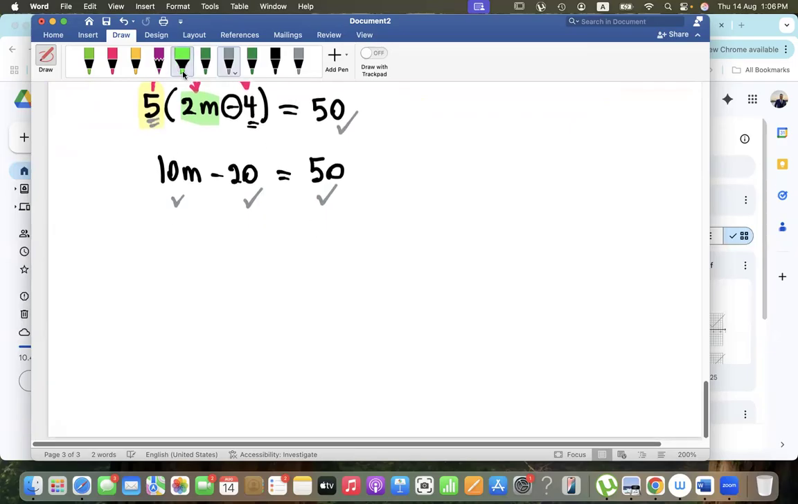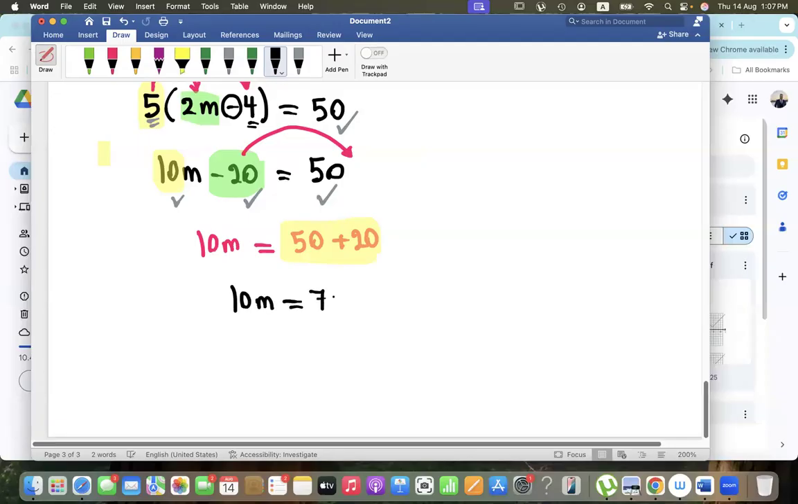Now it becomes easier. As you can see, I have two problems, negative 20 and the 10. So first of all, I need to get rid of the minus 20. I will shift it, I will transpose it to the other side as plus 20. So I can say that 10m equals 50 plus 20. How many is 50 plus 20? Yes, it is 70. So I can read it as 10m equals 70.